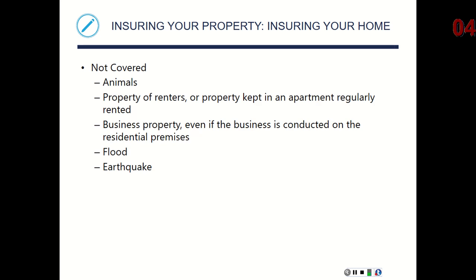Things that are not covered would be property for renters. You've got to have a separate policy for that. Animals, business property. If you do a home-based business, you've got to have a separate policy for that. And a couple of the big ones here: flood and earthquake. Once again, in North Dakota, earthquake, not a big deal, but depending upon your vicinity to a river, flooding could become very important to you from year to year.